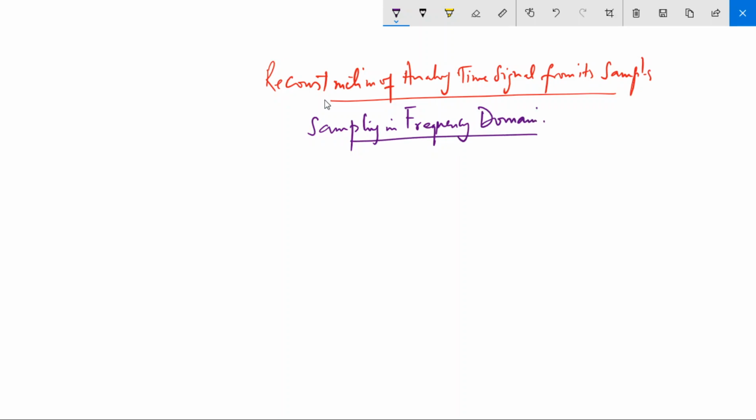You will get a different picture of aliasing. In order to study the sampling in the frequency domain, we will use the knowledge of Fourier series and Fourier transform, and I hope you are aware of that. You have studied it in your signals and systems course.